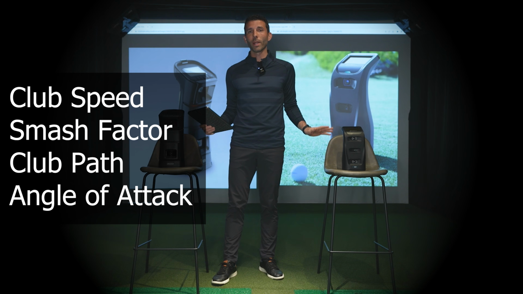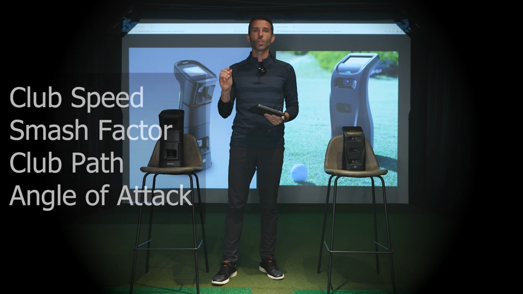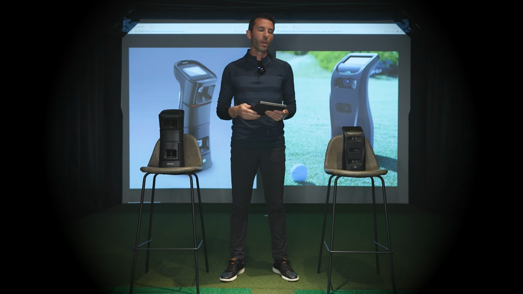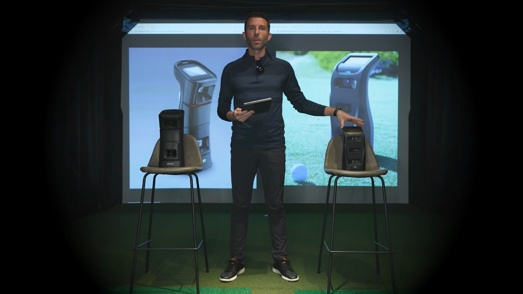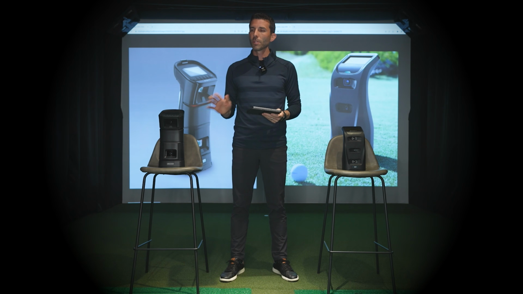Both of the units require a sticker on the club for club data. It's a single circle reflective dot. The UNEEKOR Eye Mini goes towards the center of the toe, and then the Foresight Sports GC3 or Bushnell Launch Pro goes right towards the top center of the club. Pretty simple to put on there.